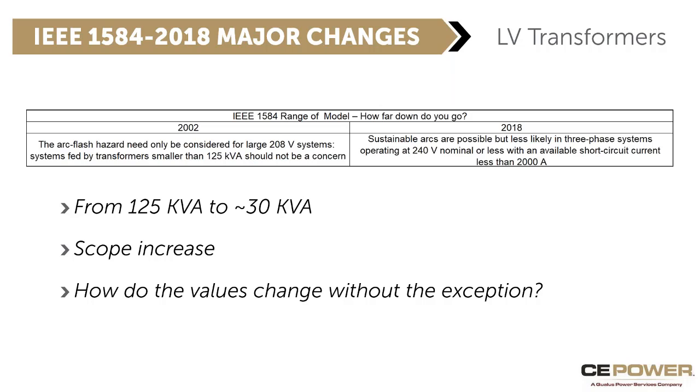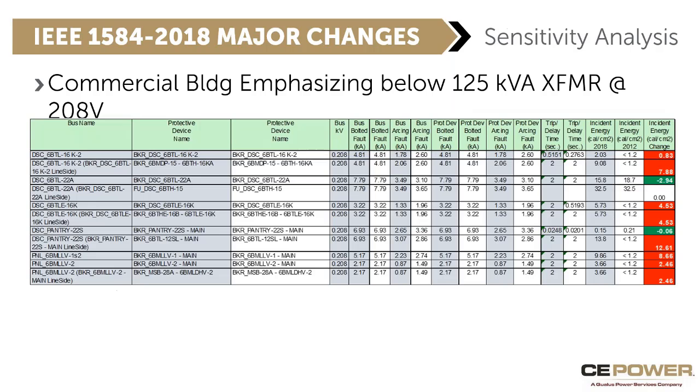So now let's look here on the next slide at how these numbers change when we take this exception out. And I think this is an interesting insight as well. So the key thing to take from this table is that column there on the far right. The red indicates that that is an increase in incident energy from the 2002 to the 2018 standard for these formerly small transformers, right? And so we can see that when we remove this exception, it's increasing the incident energy, sometimes by quite a bit.